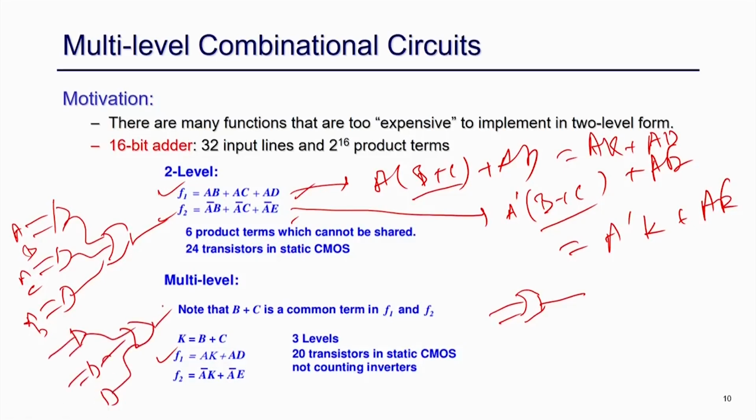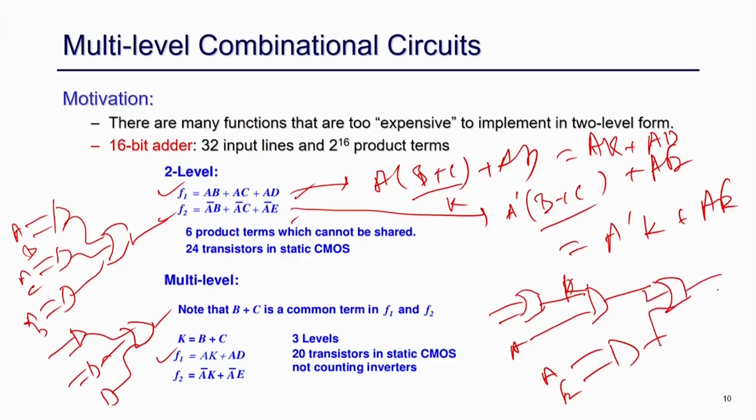On the other hand, here I can just have this as my D, and now I have this AND gate to do this. This is my K. Now this is A, and then I am just going to do this AE, and this is my OR gate. This is how I can represent my F1. So, instead of 2 levels I now have 3 levels.